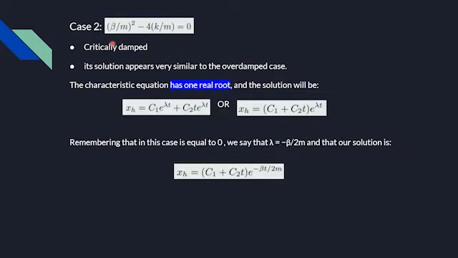So we go to case 2, where the discriminant is equal to 0. This case is critically damped and its solution appears very similar to the overdamped case. The characteristic equation has one real root and the solution will be like this. Remembering that in this case the discriminant is equal to 0, we say that lambda is equal to negative beta over 2m and that our solution will be like this.